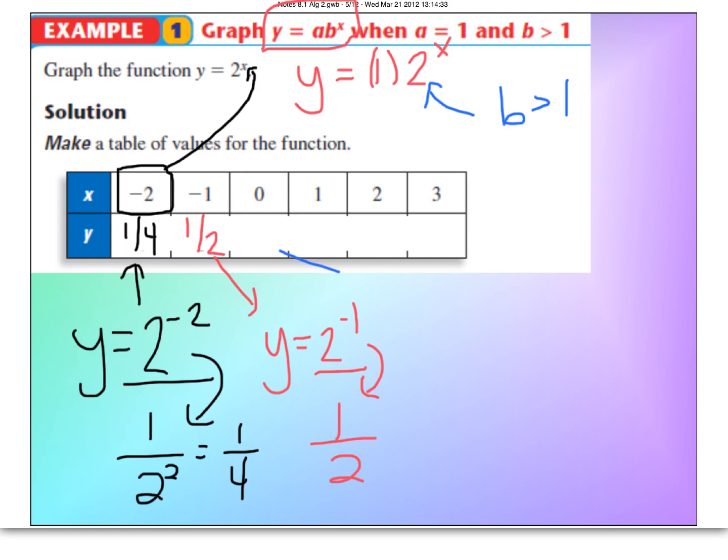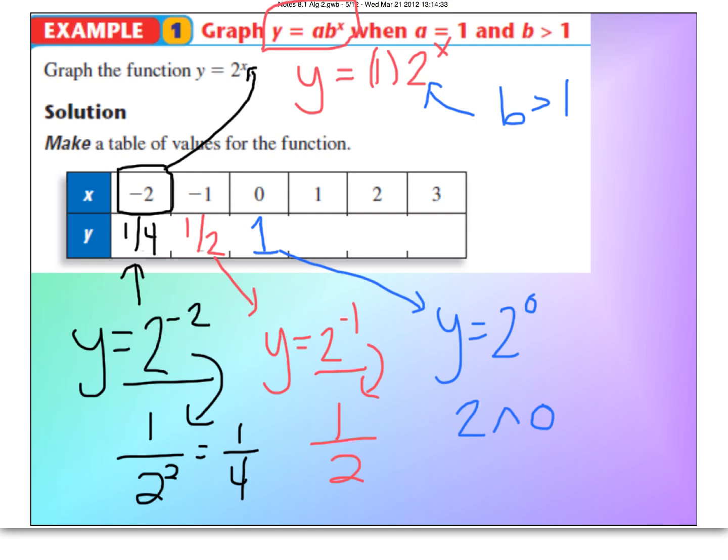Now be careful with this one. For 0, y equals 2 to the 0 power. Put this in your calculator. You would type 2, little caret key, 0. When you do that, you're not going to get 0. You'll actually get the number 1. Recall from chapter 6, anything raised to the 0 power is the number 1.